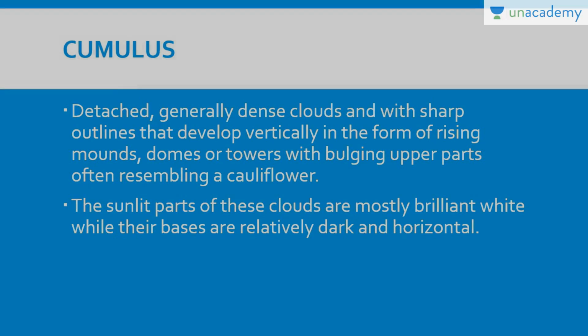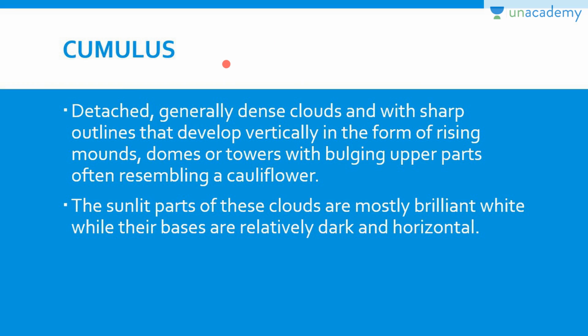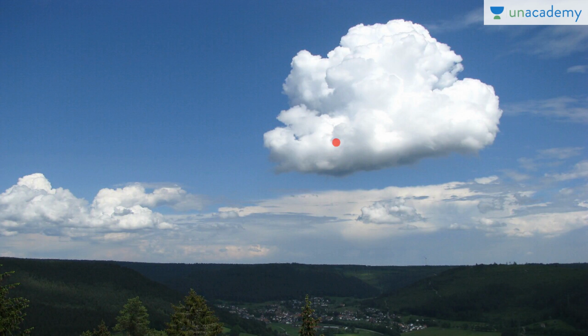Okay. Now coming on to the two clouds with great vertical extent. Their height ranges from 2,000 to 30,000 feet. The first type is cumulus cloud. These are detached clouds, generally dense with sharp outlines, that develop vertically in the form of rising mounds. You can see it here. Detached clouds with a rounded top and a horizontal base. These are associated with rising convectional currents. These are gray, white, globular masses, and they also indicate a fair weather cloud. So this is cumulus clouds, clouds with great vertical extent.